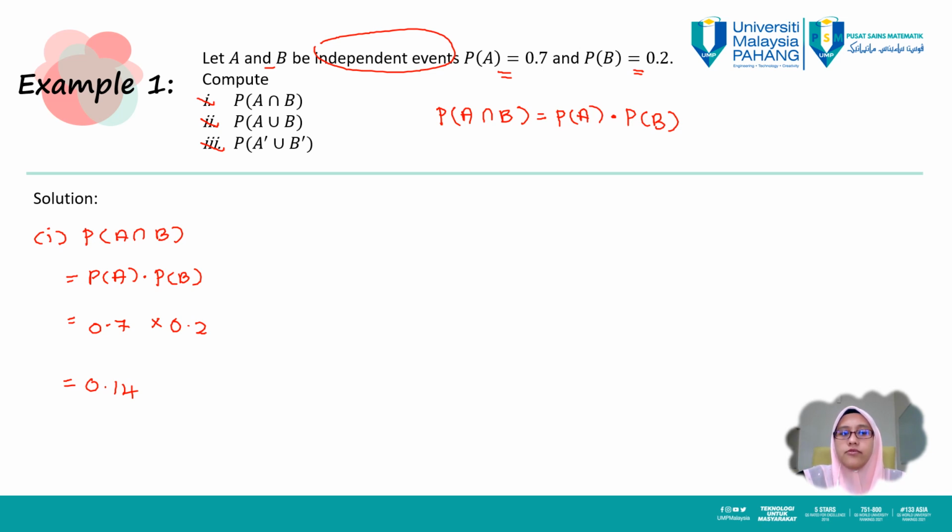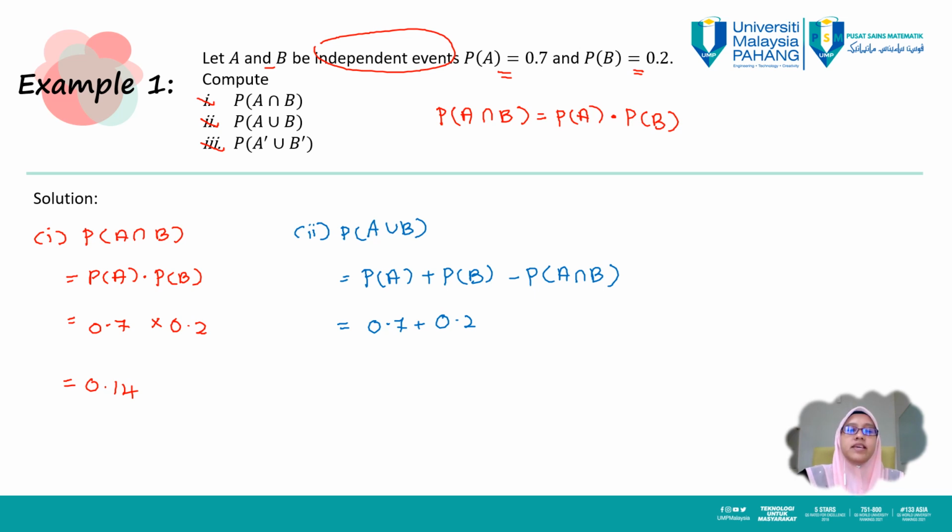Alright, how to find number two, P(A union B)? Actually, we already know the formula. A union B is equal to what? Probability of A plus probability of B minus probability of A intersect B. So P(A) 0.7 plus P(B) 0.2, and we already calculated P(A intersect B), so we need to minus 0.14. So the answer is 0.76.